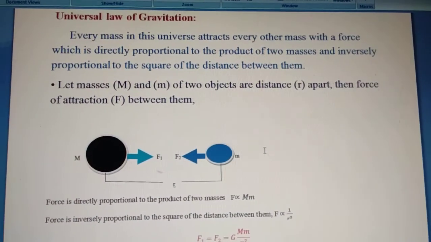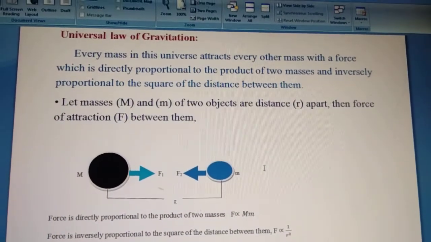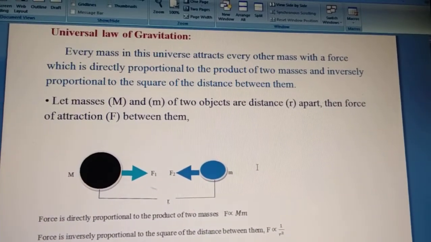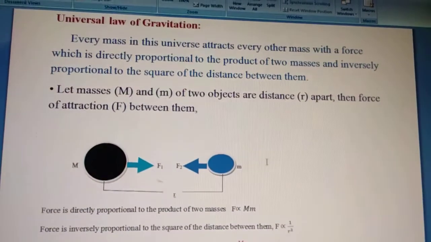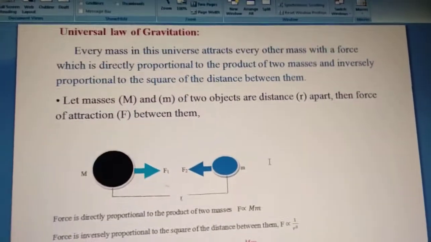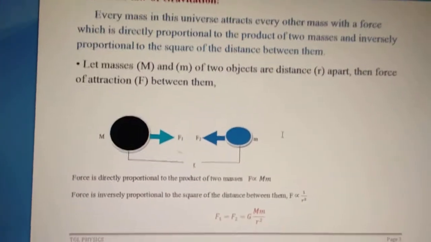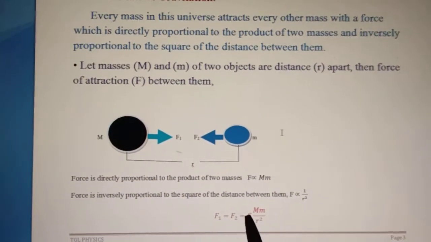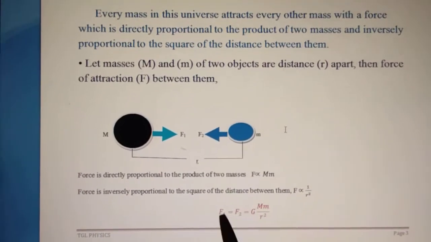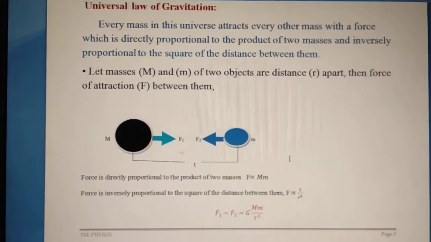In the last class, we had already discussed the universal law of gravitation. According to the universal law of gravitation, the force of attraction between two objects is directly proportional to the product of their masses and inversely proportional to the square of the distance between them. So you already know the equation of the universal law of gravitation, which gives the force acting. We got F is equal to G m1 m2 divided by r square. This is the equation we got in the universal law of gravitation.